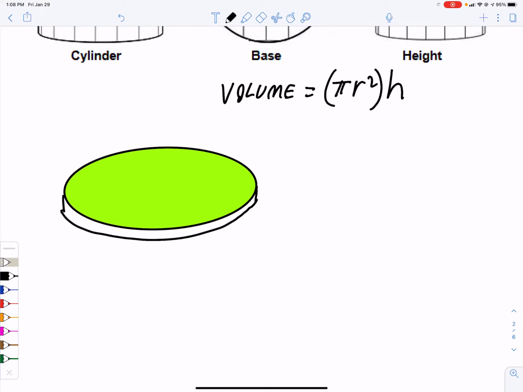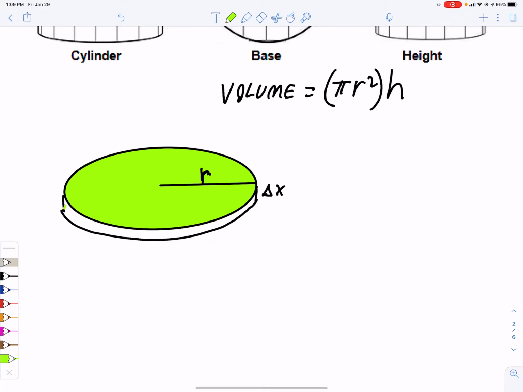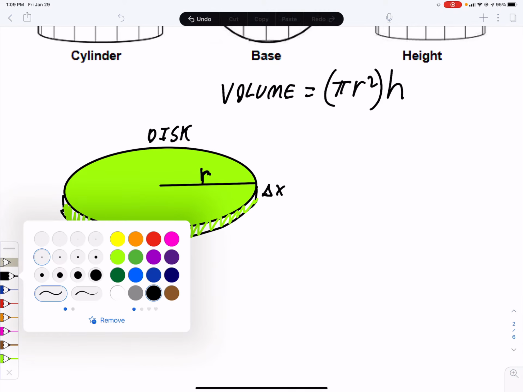And we're going to call that h, in this case, delta x. And this is going to have an r for a radius. And so the volume, I should get a different color for that, shouldn't I? I'll be nice to you guys and get a color that matches better. So if you want the volume, we call this a disc. So whenever you have a thin cylinder, basically it's a disc, and the formula for volume is the same.